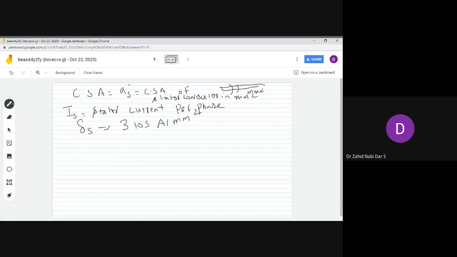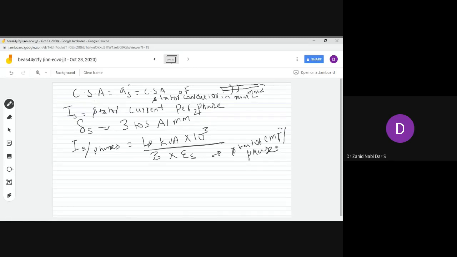So stator current per phase, if you want to write it per phase, that is IS by the number of phases. This is the stator current per phase. If you want to express it in terms of kVA, you can write input kVA times 10 power 3 divided by 3 times ES, where ES is the stator EMF per phase. So these are the terminologies you are seeing.